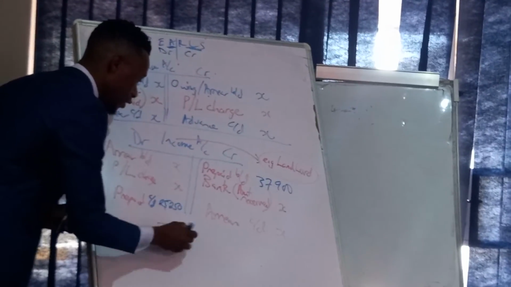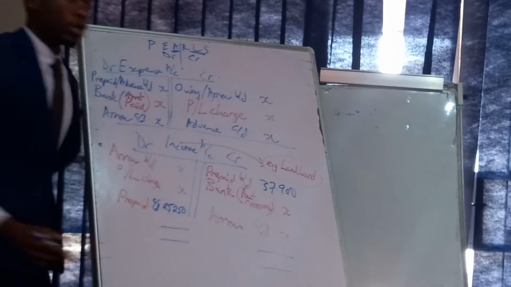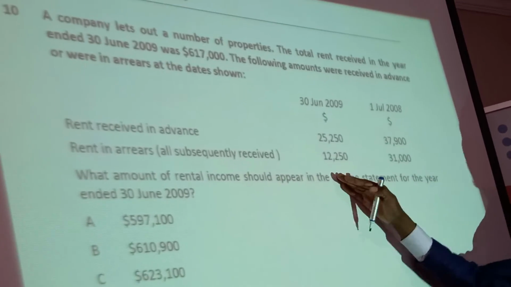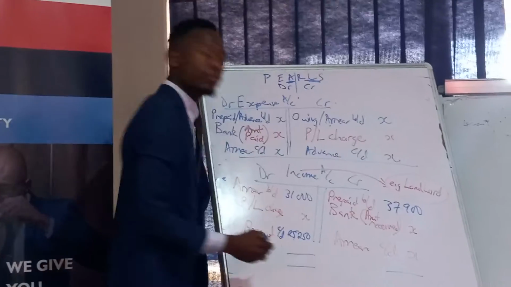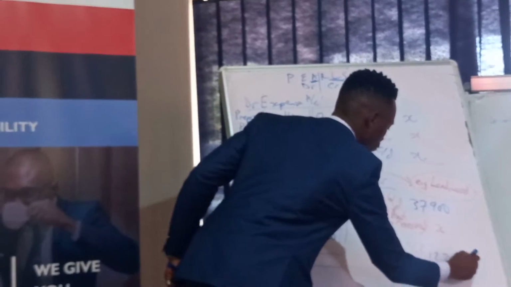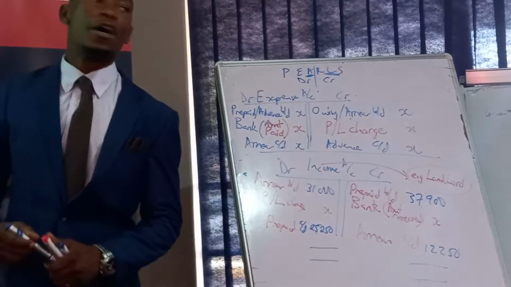25,250. That's my CD, right? I'm done with the advance. Then the area, 31 BD, 12,250 CD. Area, 31 BD, 12,250 CD. We are done with this.